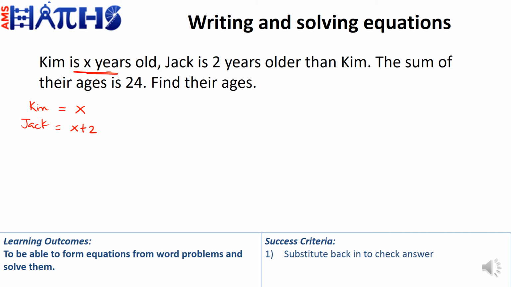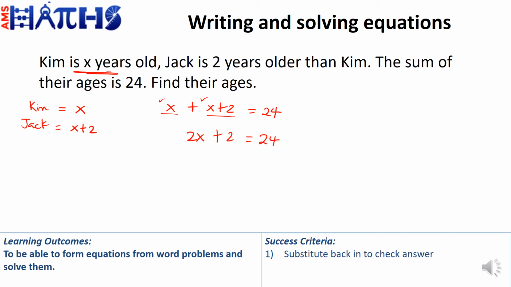And it says the sum of their ages is 24. Find their ages. So we need to create an equation. It says the sum of their ages, so therefore means we have to add Kim's age to Jack's age. So we have Kim's age and we have Jack's age, and we have added them because it says sum, and when we add them, the sum of their ages is 24. So now all we need to do is solve the equation. However, we need to simplify our left side. We have 1x here and we have 1x here, so that gives us 2x total, and then our 2 remains, and that's equal to 24.